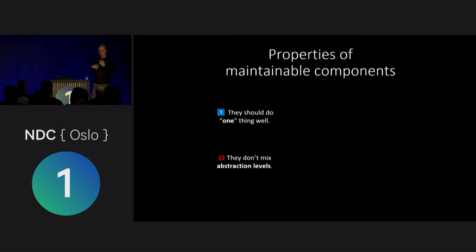Some of the other things we can look for is whether the component is mixing abstraction levels. We talked about the fractal before. Do we have multiple layers of a fractal within the same component or not? Another thing I tend to look at is whether a component exhibits high cohesion, or the opposite, low cohesion.